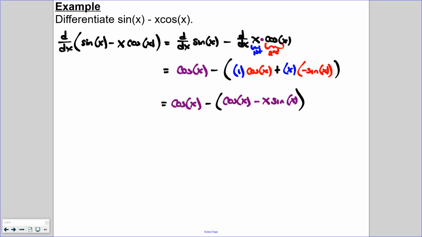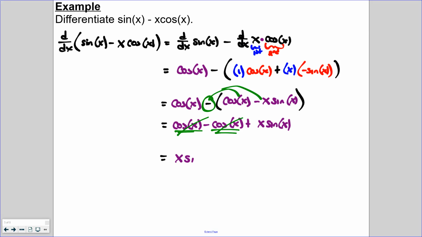And now, since we have the inside simplified, we can take the negative and distribute it to both terms. And that's going to leave us with cosine of x minus cosine of x plus x times sine of x. Well, now we can combine like terms because we have a cosine minus a cosine. Those are going to cancel out, leaving us with our final answer, or our derivative, as being x times sine of x.